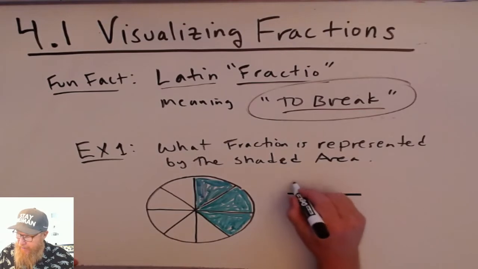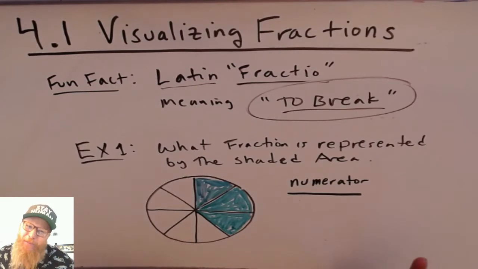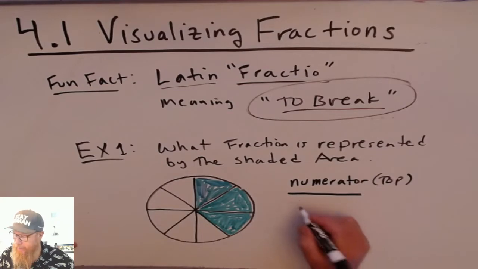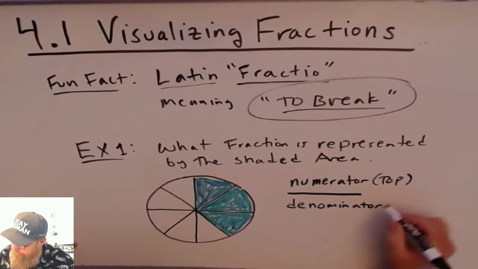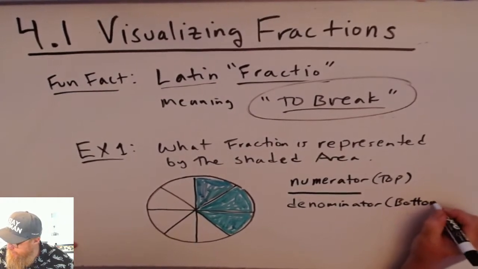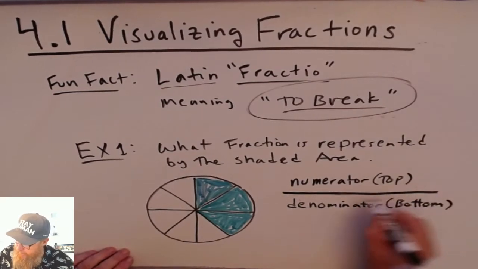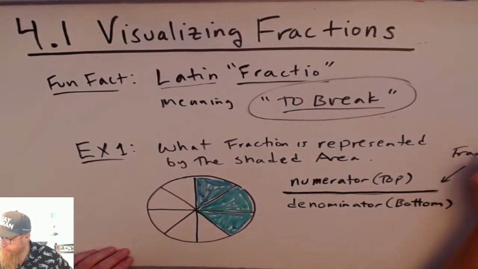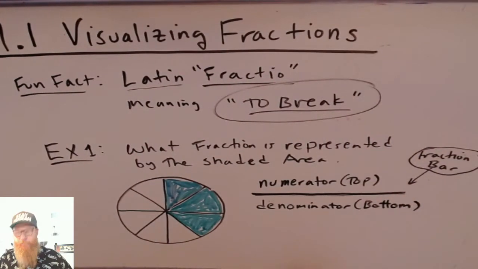The top of the fraction is called the numerator. Sometimes if I'm being lazy, I'll just call that the top. The fancy way to say it is numerator. And the bottom is called the denominator. And again, sometimes I'll be lazy and I'll just call that the bottom. And then this bar here is sometimes called a fraction bar. It actually means division. We'll get to that in a minute when we're actually going to divide it.